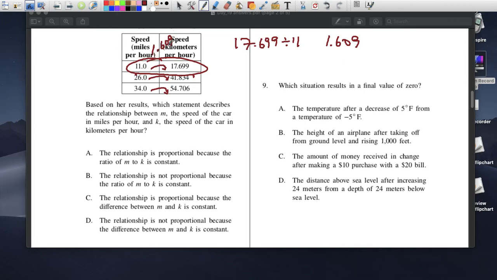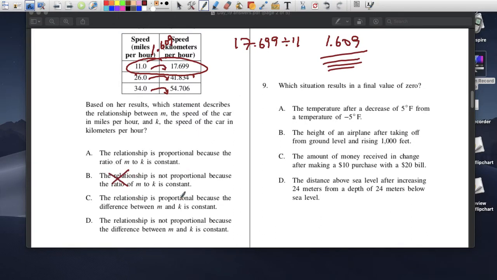So 11 times 1.609 is 17.699. 26 times 1.609 is 41.834, etc. So the relationship is proportional because the ratio of m to k is constant. Yes, they all had 1.609. The relationship is not proportional, so this is garbage.